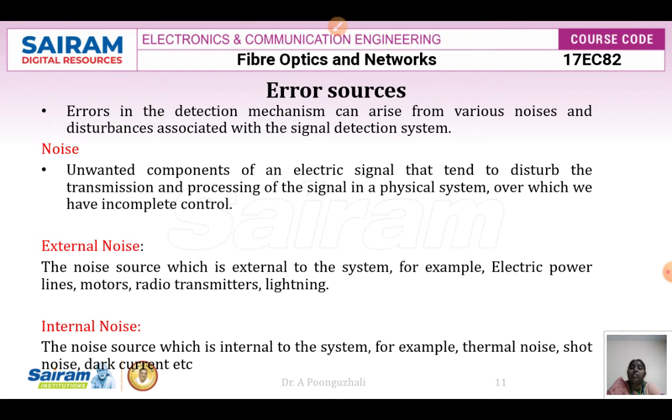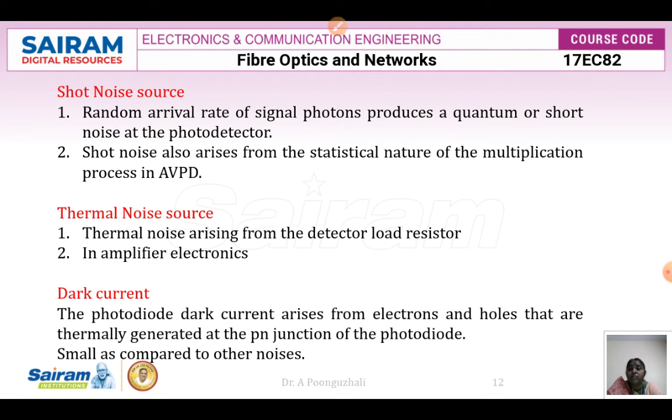Internal noise is the noise from sources internal to the system. That is the thermal noise, shot noise and dark current noise. All are internal noise, which arises because of the components present inside the system. The shot noise current, as I said, arises from the random arrival rate of the signal photons, which produces a quantum or shot noise at the photodetector. We know that shot noise has a statistical nature, owing to the multiplication process in your avalanche photodiode.